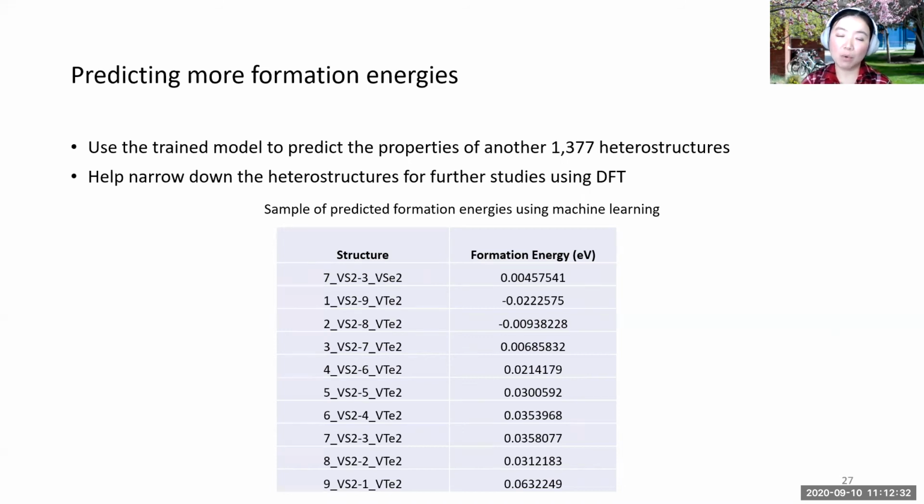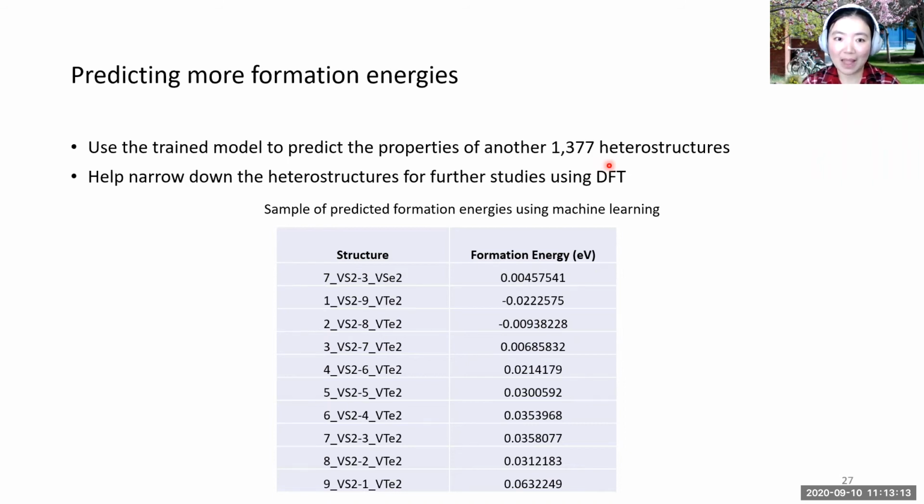It means I predict more new materials that we haven't calculated using DFT, density functional theory. Machine learning can quickly screen the formation energy for over 1,300 heterostructures. Think about it: we need to spend 6 months to get the formation energy for 500 structures, and machine learning can just spend 2 hours, probably less than 2 hours, to give us the data for 1,300.